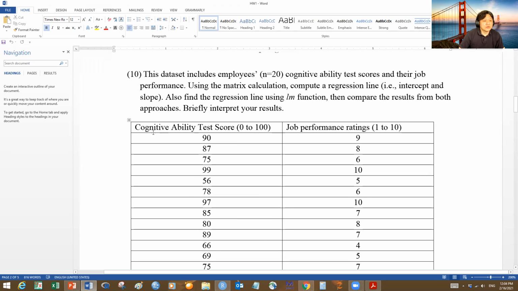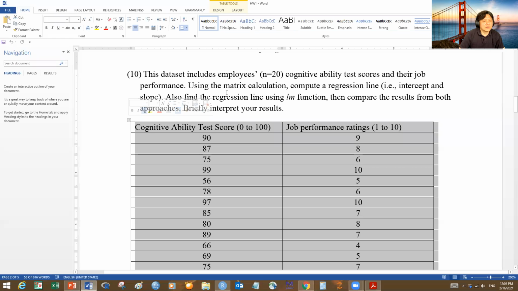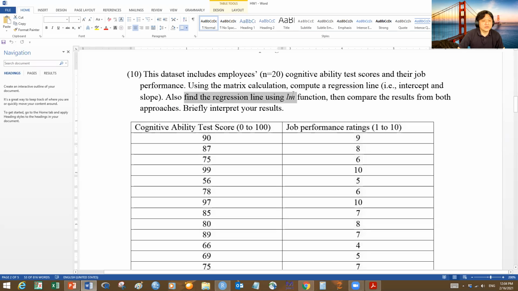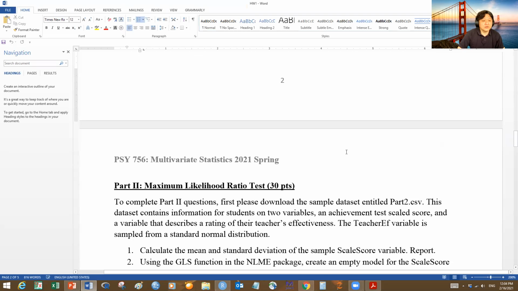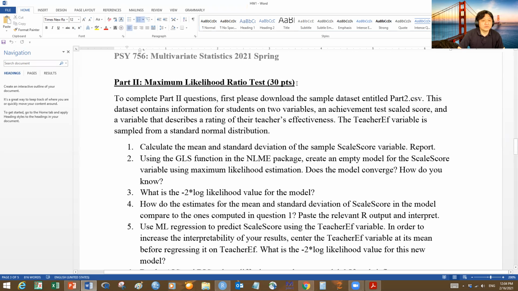The last part is using this data set. Please find the regression line using the matrix algebra formula we talked about in class. Then find the regression line using the lm function, and see if they match or not. The regression itself is very simple; this is a single linear regression. This is part one, and part two is the maximum likelihood ratio test.